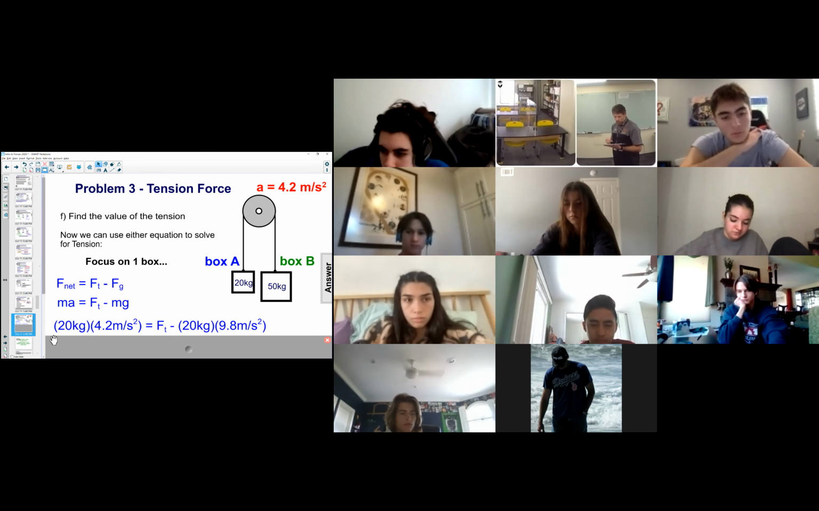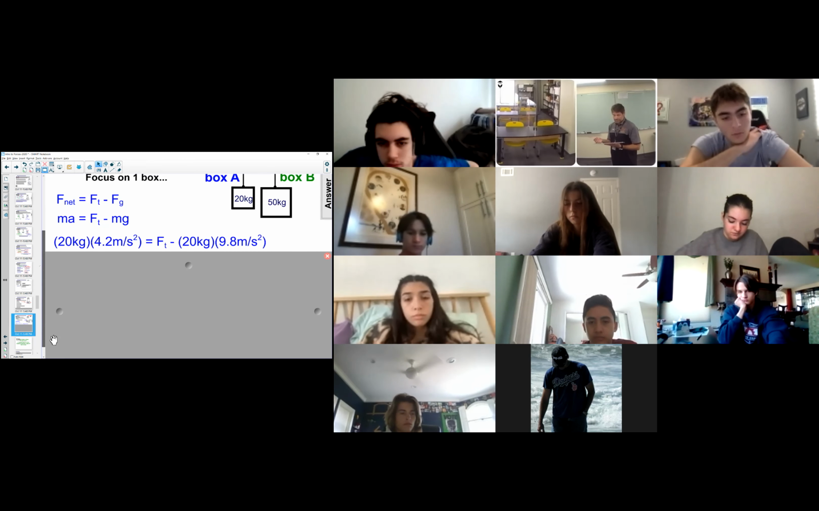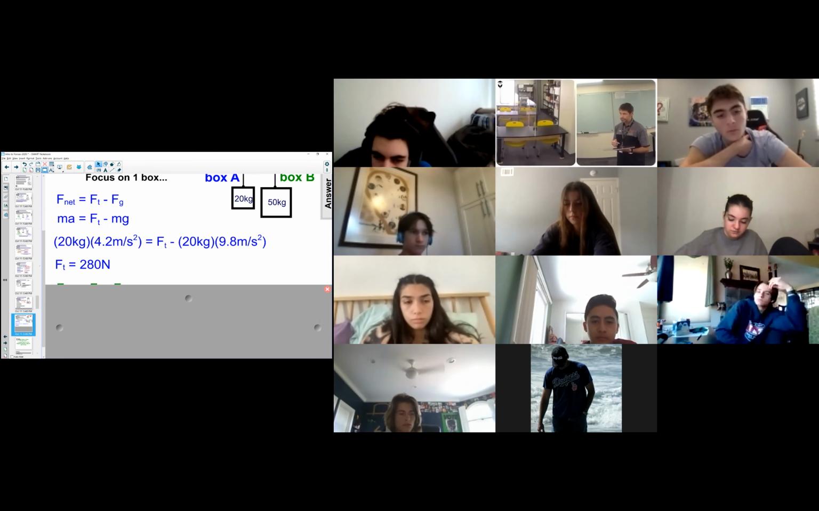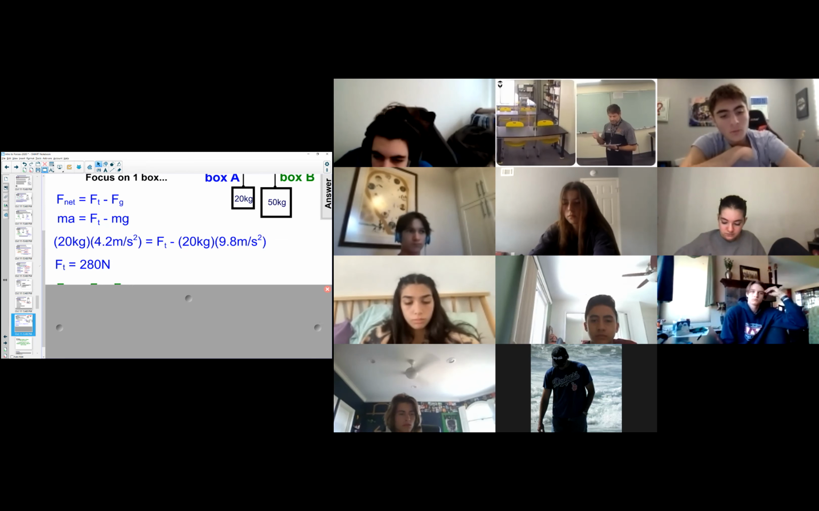m is 20 kilograms. We just found the acceleration is 4.2 meters per second squared. The weight is 20 times 9.8, so we can solve for the tension force, and we get 280 newtons. So the tension force actually is 280 newtons, and that's why that's on both boxes.